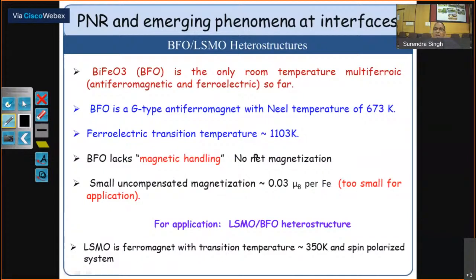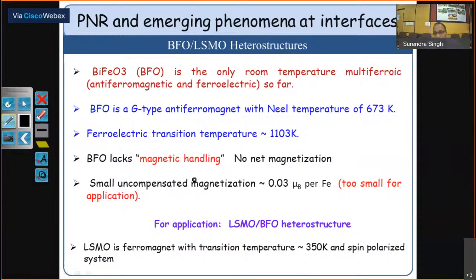For any magnetoelectric coupling, you need a high magnetization, and then you can think of coupling with an electric field and other things. But BFO is an antiferromagnet, so that is the big disadvantage. For practical application, it has no net magnetization. As I said, it has an uncompensated or canted magnetization, which is very small, 0.03. It is two orders of magnitude below the magnetization of iron metal, so it is too small for any applications.